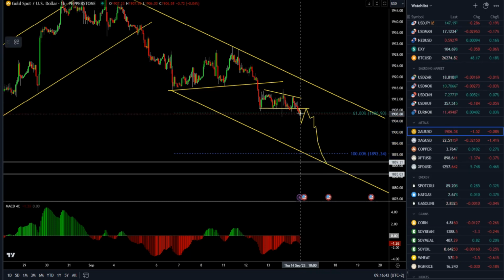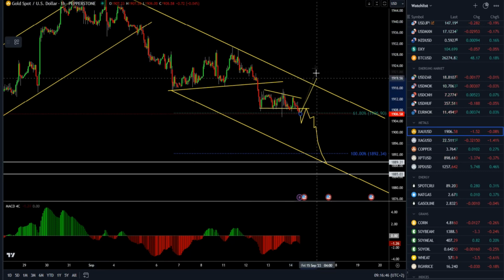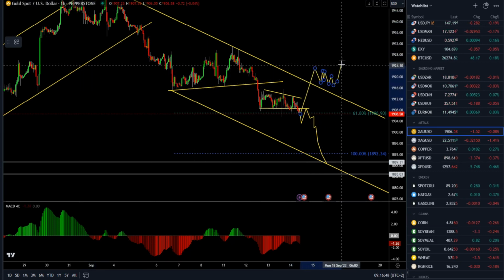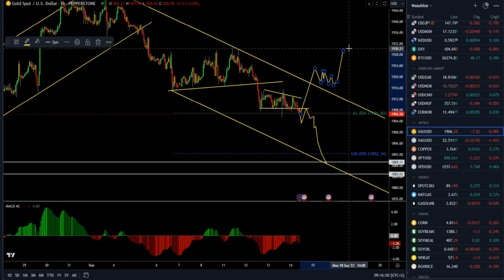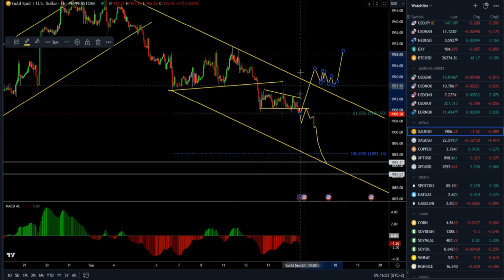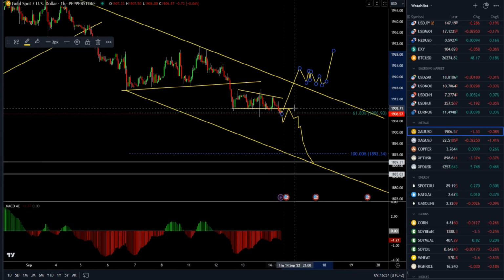The alternative scenario will be if the market can really clear this aggressively, but also this supply trend line and hold above, then that will be a good sign for at least a rally towards 1930. But again, the current condition, the structure, and momentum is to the downside in this scenario.